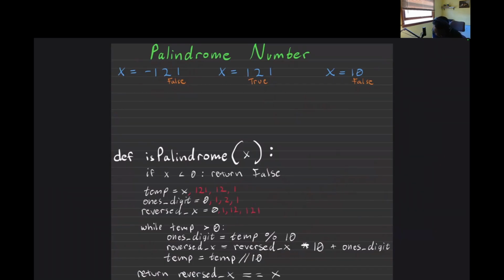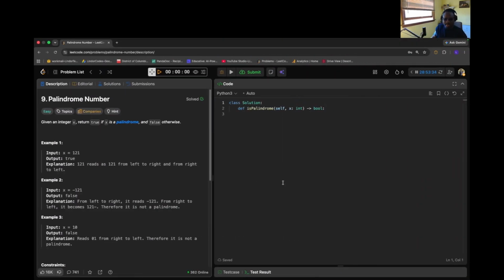121, okay? And then now temp is equal to temp floor division by 10, okay? So floor division by 10 is equal to 0, right? Okay? So now temp becomes 0. Is temp greater than 0? It's not, okay? So now we simply check, is the reversed x equal to x? Okay, so reversed x is equal to 121, and our given input x is equal to 121. So we return true. All right, let's navigate over to LeetCode and let's code up our solution.